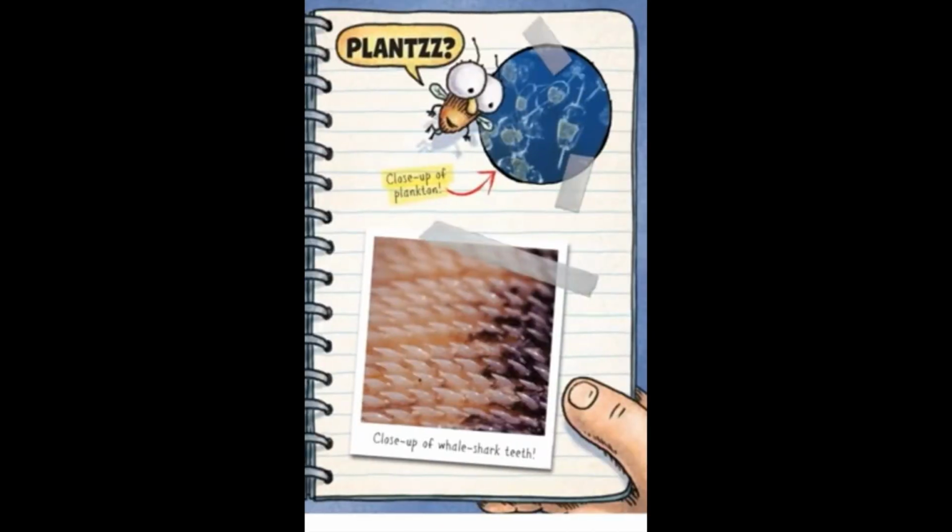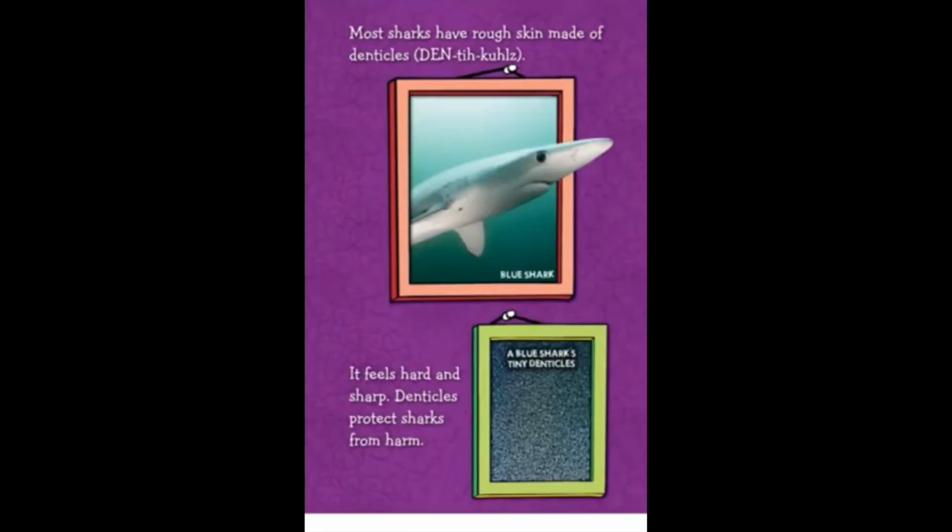Plants. Close-up of plankton. That's what they look like. That's what whale sharks eat. Close-up of whale shark teeth. Most sharks have rough skin made of denticles. It feels hard and sharp. Denticles protect sharks from harm.